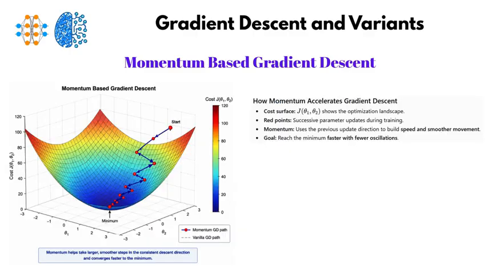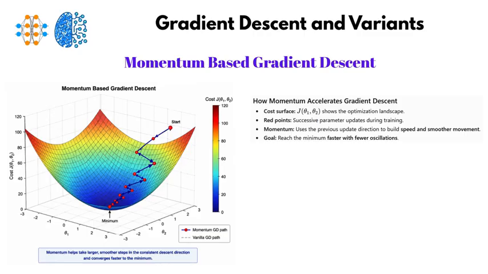Continuing from the previous slide, we saw the basic intuition behind momentum-based gradient descent. We said that momentum gives the optimizer a kind of memory. Instead of relying only on the current gradient, it also uses the direction of previous updates. Now let us visualize this idea on a two-dimensional loss surface. The surface shown here represents our cost function with two parameters, theta1 and theta2. The lowest point of the surface is the minimum, which is our optimization target.